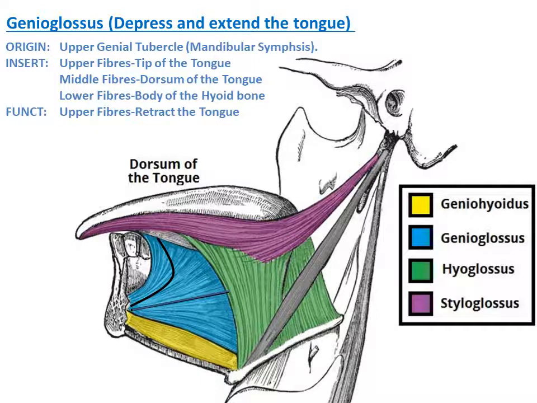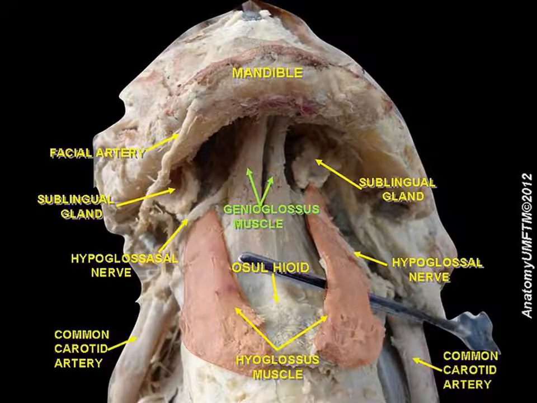Functions: respectively, upper fibers retract the tongue. Middle fibers depress the tongue, and lower fibers protrude the tongue. This is the only muscle which majorly acts in the function of protrusion. A dissected picture of the genioglossus muscle, having origin from the symphysis of the mandible, upper genial tubercle.